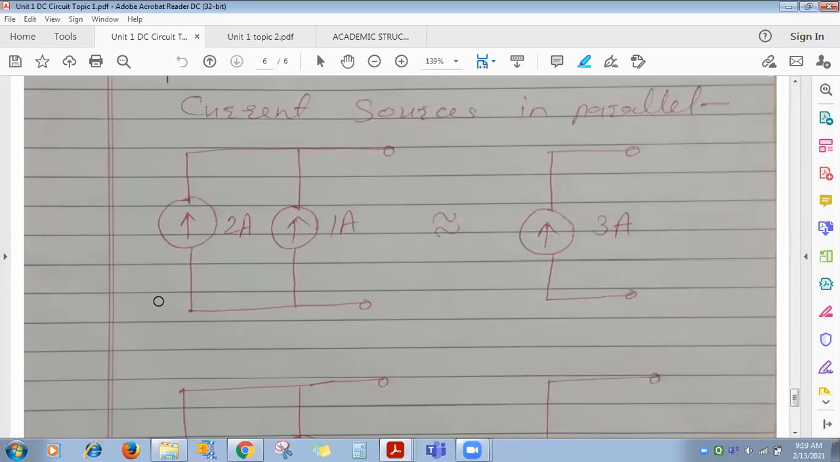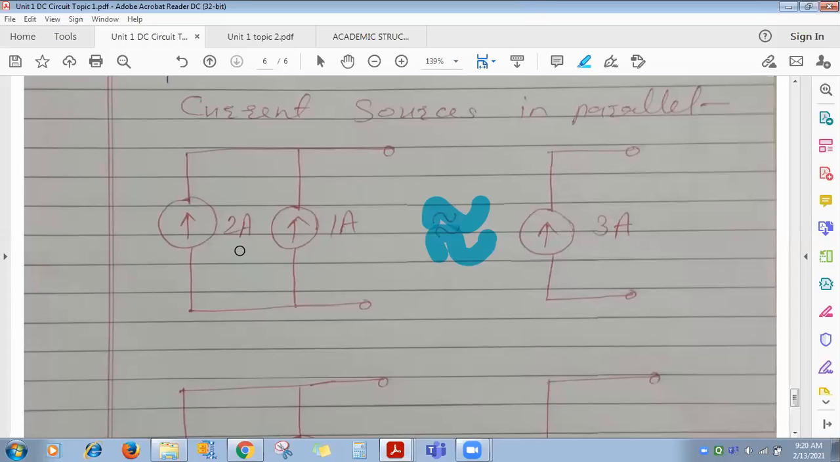Now, when 2 current sources are connected in parallel, this sign is called the equivalent sign. What is its meaning? The circuits on the left hand side and right hand side are equivalent to each other. Whenever you simplify circuits, go on using this sign. Put that sign for the given circuit, and draw the simplified circuit. Further simplify it, draw that sign again, and so on.